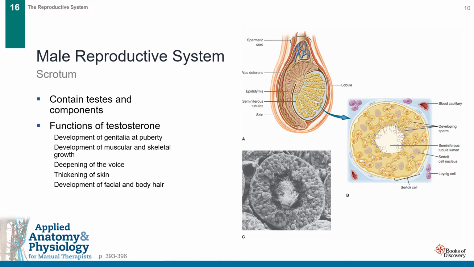And here we see illustrated the testes. Illustration A shows the testes, which are located inside a protective sac called the scrotum. In illustration B, we see a cross-section of seminiferous tubules, which shows the sperm and Sertoli and Leydig cells. And in illustration C, the micrograph shows the tails of mature sperm cells projecting into the lumen of the seminiferous tubule.